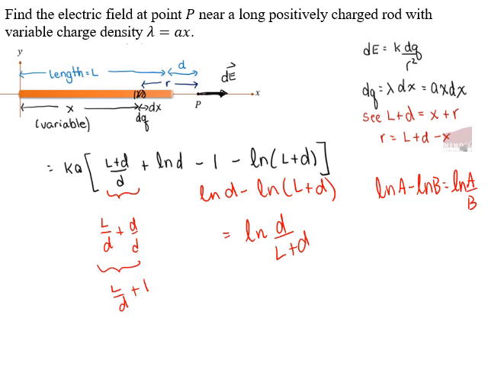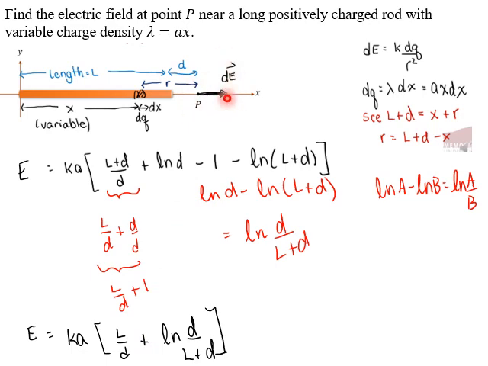So that gives us our final result, that our electric field, the magnitude is k times a times (L over d plus 1 here, plus 1 minus 1, that's just 0). Then I'm left with plus the natural log of d over L plus d. That gives me the magnitude of my electric field vector.